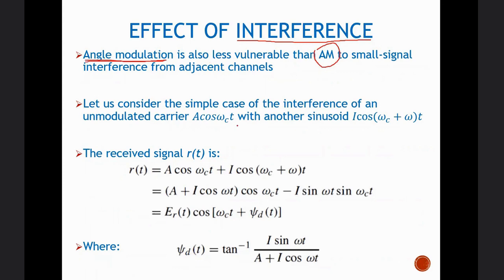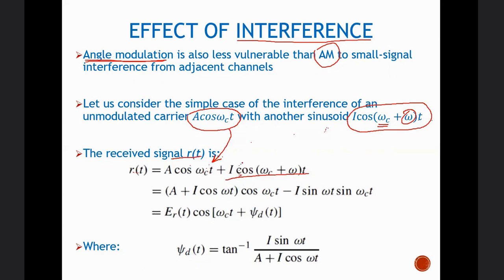So in order to quantify this, let's say we have an unmodulated carrier. It has an interference with this signal. So this I cos(ωc t + ωt) is the interfering signal. And generally, an interfering signal that is close to the carrier frequency causes more problems. So at the receiver side, we will get the desired signal, and then we will also get an interference signal. So the sum of the two will be obtained at the receiver.